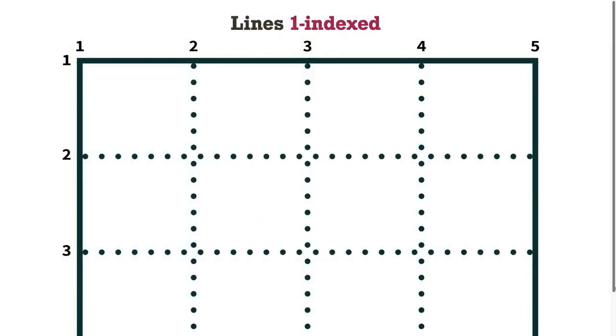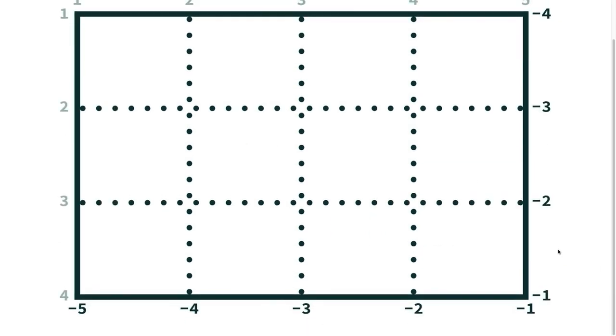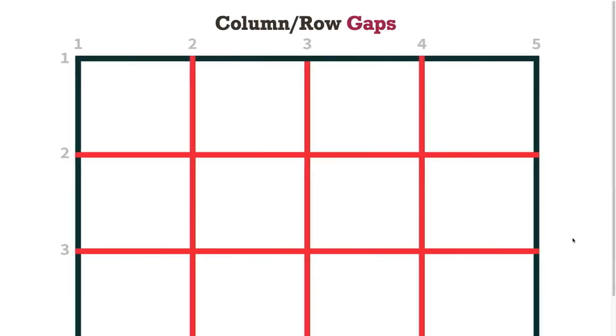Grid works like this. Basically, you've got grid lines. They're one indexed, so the first one is called 1. Then you've got grid line 2, 3, 4, 5. Same down with row lines. You can also negative one index, so you can say negative 4, 3, 2, 1, negative 1, 2, 3, 4, so you can attach something to the end.